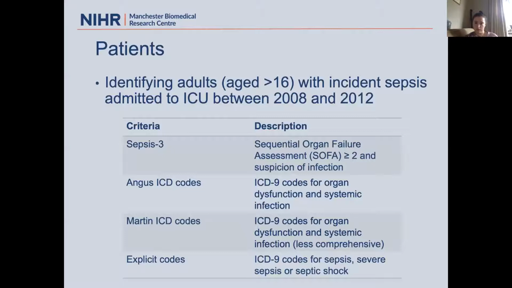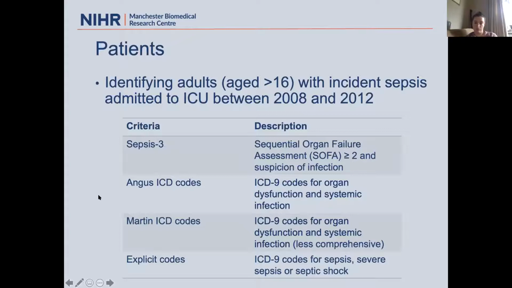So one of the challenges with sepsis research is the different criteria that you can use to identify patients. So I've used a few different criteria. The main criteria that I used was whether they met the Sepsis 3 definition for sepsis, which is a sequential organ failure assessment or SOFA score greater than or equal to 2 and suspicion of infection. So these were identified using the physiological measurements recorded in their medical records.